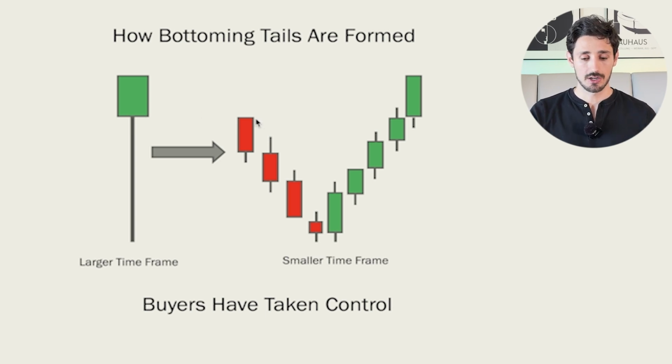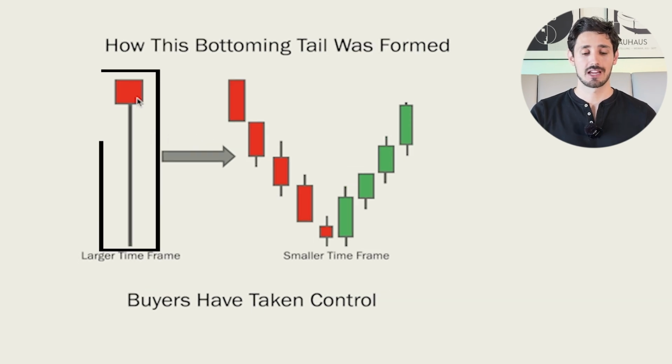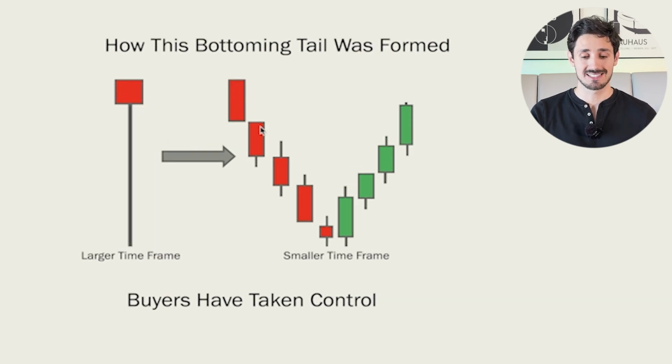So we open here, we drop significantly, and then the buyers took price from the lows, which is the low of the wick, perfect, and they brought prices all the way back up to close right here, which is the top of the body on the larger term time frame. Even if it's a bearish bottoming tail where we have a red body, you could still see how the buyers took control on the smaller time frames, thus making it bullish.